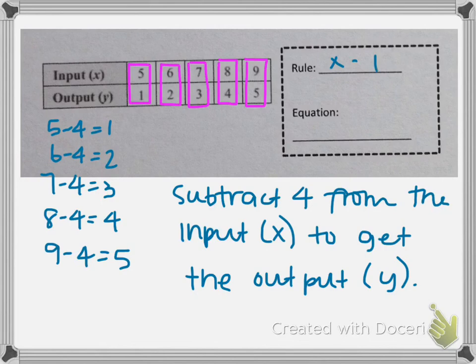x minus 4 is what we're doing here. And now that we know the rule, we can write our equation. y equals x minus 4.